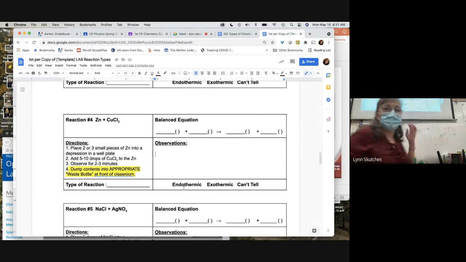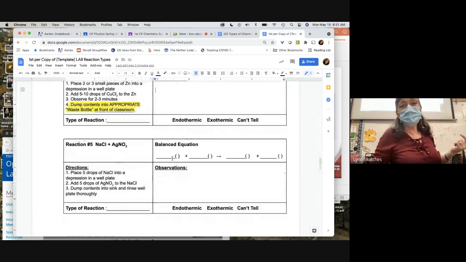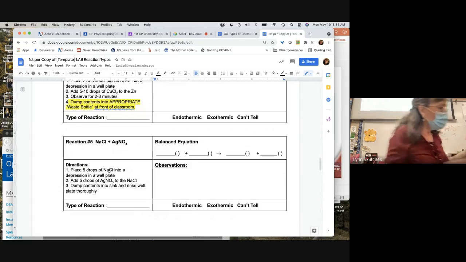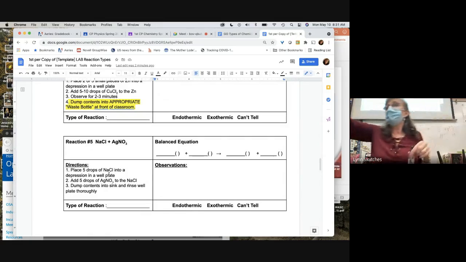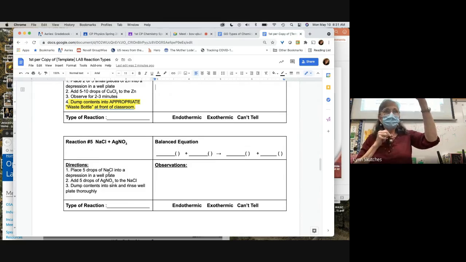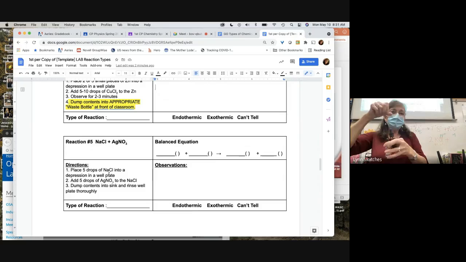And then the last one, if we have time, is also going to happen in the well plate. There's a bottle of silver nitrate and a bottle of NaCl solutions, and put a couple of drops of each into one of the little plates. It says 5 drops. That might be a little bit too much.